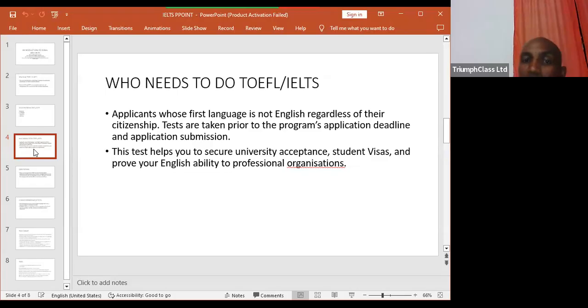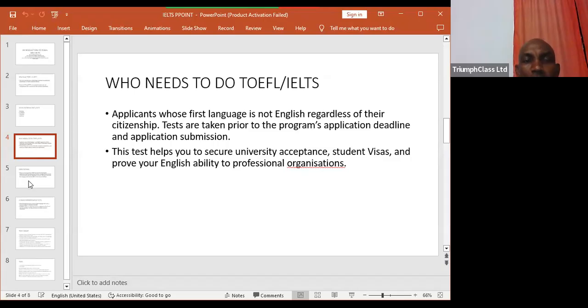This test helps you to secure university acceptance. It helps you to secure a student visa, and it helps to prove your English ability in professional organizations. And these organizations may be organizations that employ people all over the world. So there's no other way they are going to know your English proficiency other than doing TOEFL or IELTS to get that job that you have been longing for.